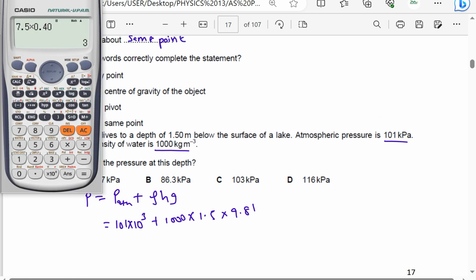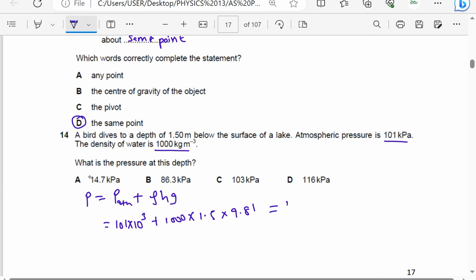So we shall check our calculator. I'll start with 1000 times 1.5 times 9.81, then plus 101 exponent 3. So this gives me 1157, which is approximately 116. So this is approximately 116 kilopascals. So the answer is going to be D.